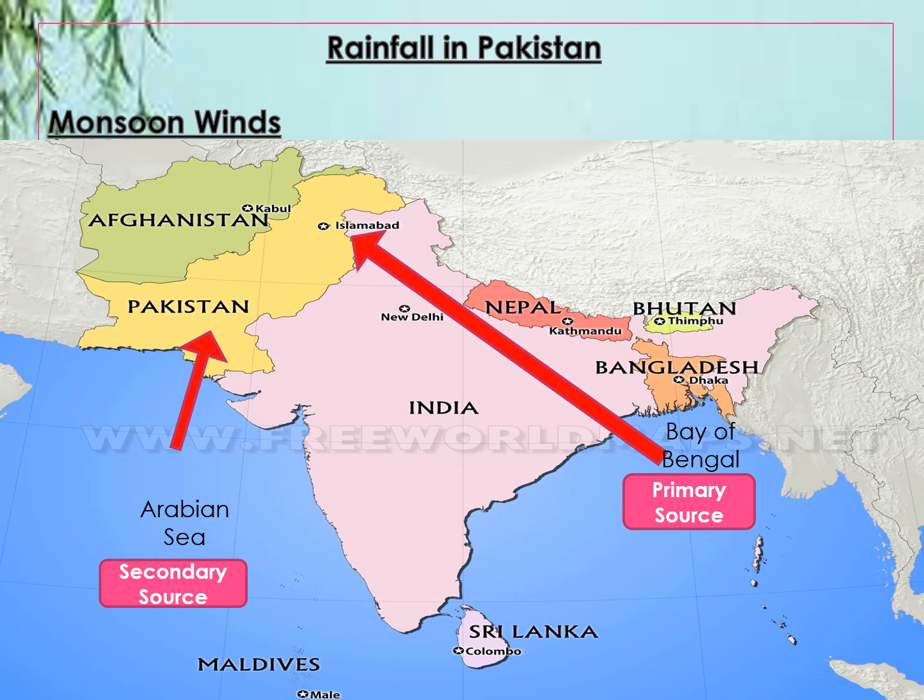When the monsoon winds come from the Arabian Sea and heavy rain occurred in Karachi and its adjacent areas by this source, then this system is called secondary monsoon system. So all the clouds which are coming from the Arabian Sea, that brings shower to the southern parts of Pakistan, and that is the secondary source. The primary source of monsoon winds is Bay of Bengal, and the secondary source of monsoon winds is Arabian Sea.